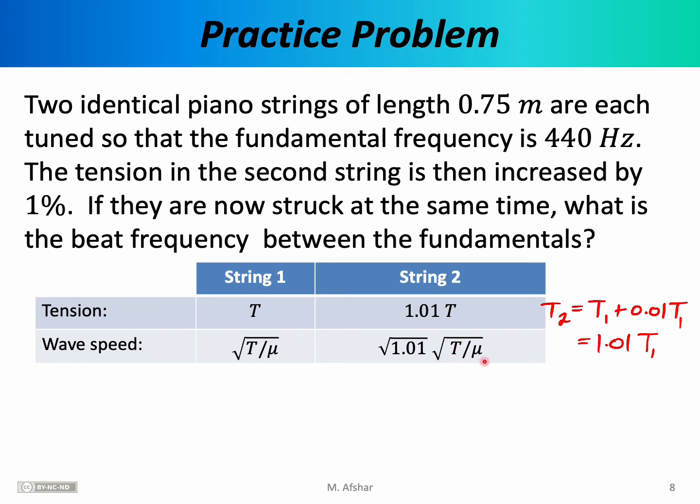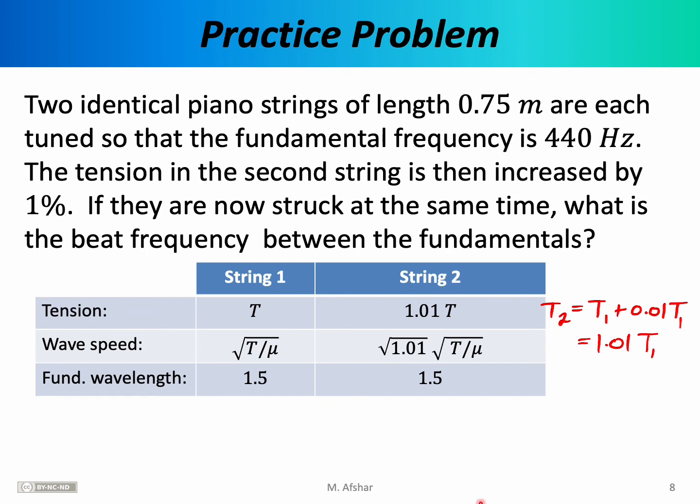Again, we don't know what the wave speed for string 1 is, we're just going to call it the square root of T over mu. Note that we're assuming that both strings have the same density. That makes sense because both strings have the same length, and presumably they have the same mass, and just because the tension is changing does not mean that the mass is changing, so we're going to assume that mu1 is equal to mu2.